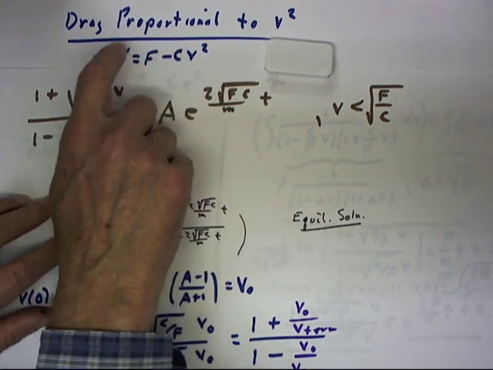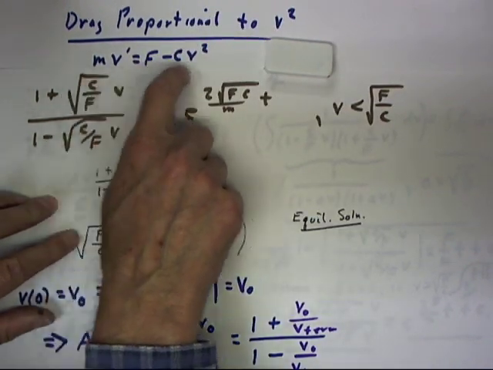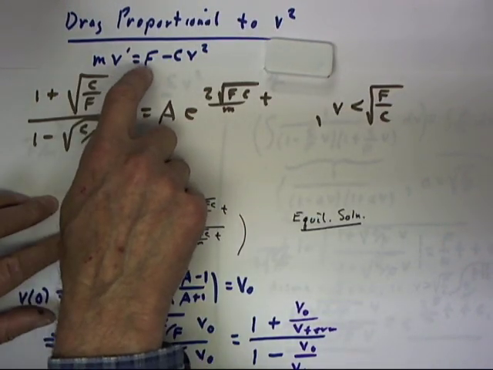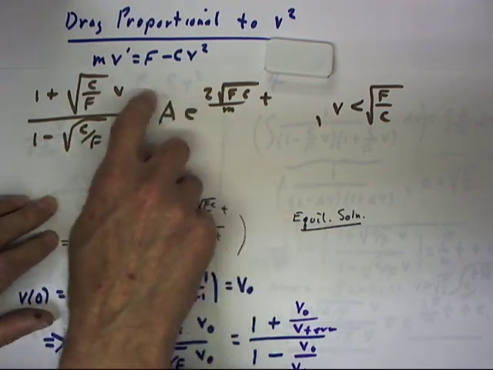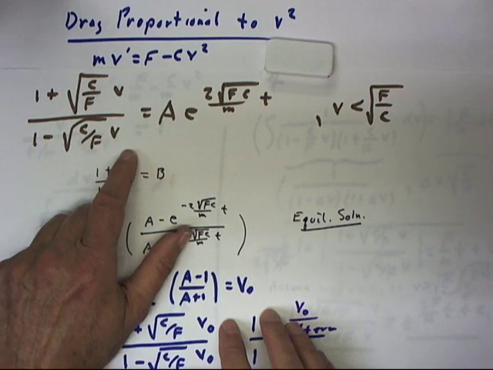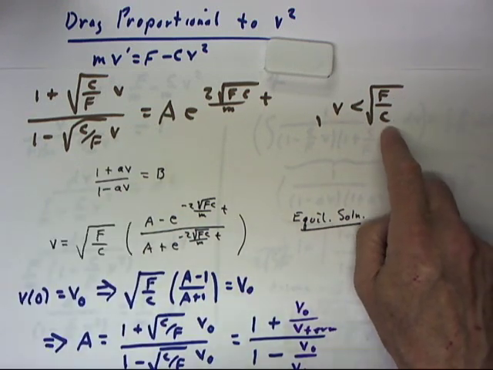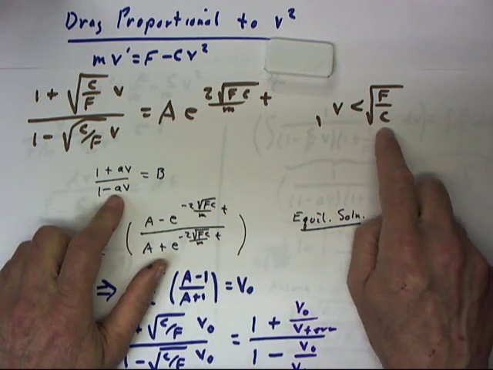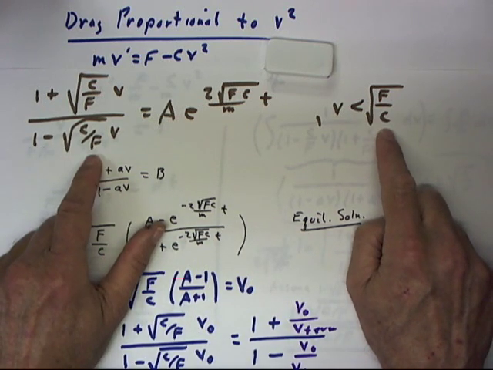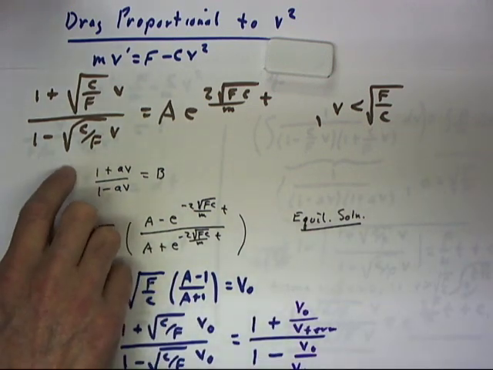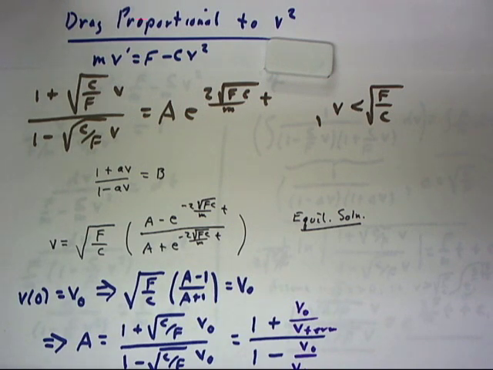Okay, we've seen that the drag force is proportional to v squared. Our equation mv' becomes mv' = F - cv², and this is a general solution provided v is less than the square root of F over c. v less than the square root of F over c ensures that this denominator is positive, so that we were justified previously in removing our absolute value signs.